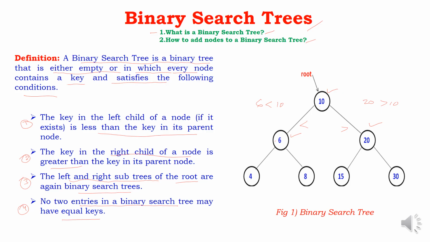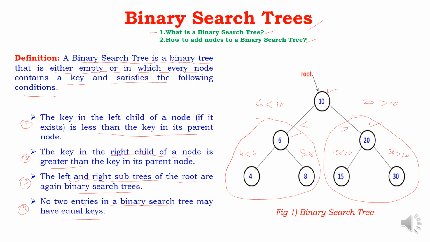Again, left and right are binary search trees. The left subtree is a binary search tree and the right subtree is again a binary search tree. See here, 6 is the root, 4 is the left value, 8 is the right value. So 4 is less than 6, 8 is greater than 6. In the second one, 20 is the root, 15 is the left value, 30 is the right value. 15 is less than 20, left is less than root. Right is greater than root, 30 is greater than 20.